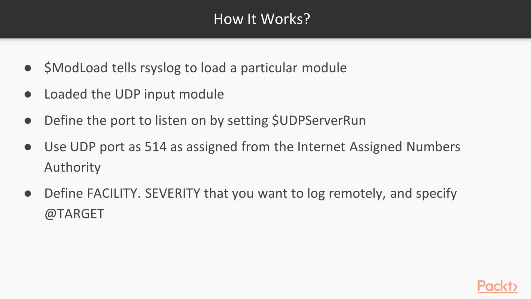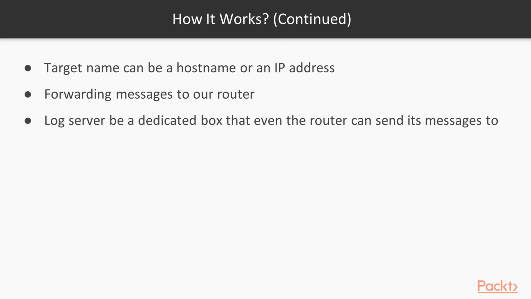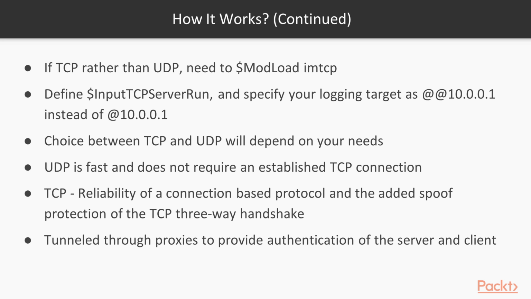On the logger side of the equation, things are much simpler. Just define the facility.severity that you want to log remotely, and specify an @ target. The target name can be a host name or an IP address. In this case, I am forwarding messages to our router. It could very well make sense to have the log server be a dedicated box that even the router can send its messages to. If you want to use TCP rather than UDP, you simply need to ModLoad imtcp instead and define InputTCPServerRun, and then specify your logging target as @@10.0.0.1 instead of @10.0.0.1. The choice between TCP and UDP will depend on your needs.